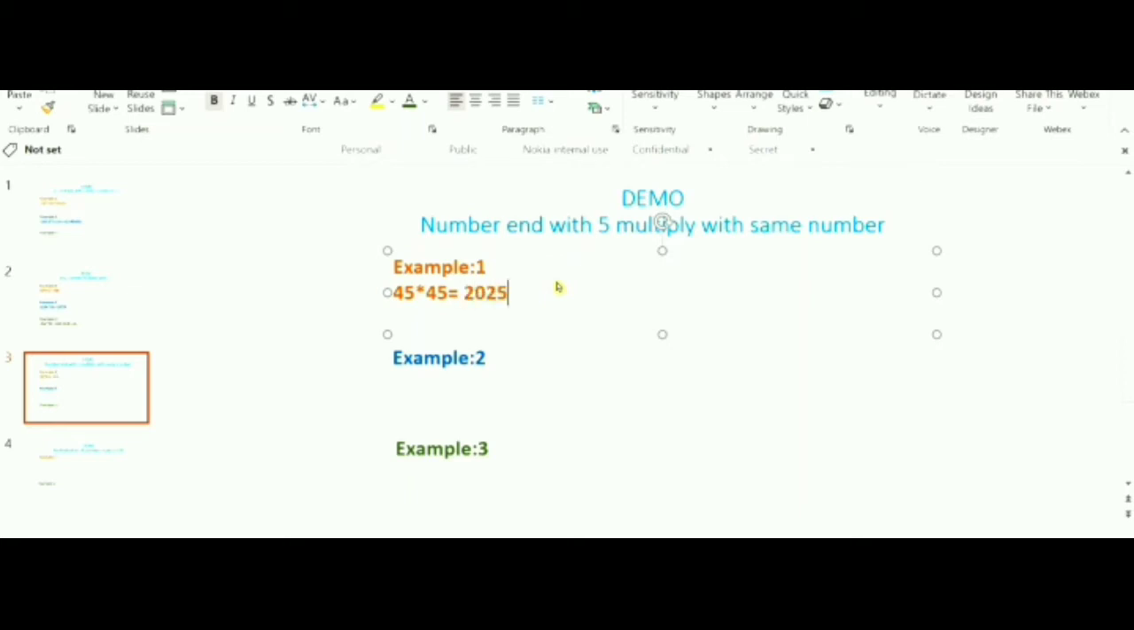2025. How did I do it? Because the first digit is 4. Always in this case, if the number ends with 5 and we are multiplying with the same number, first we take the first digit, 4, and the number after it, which is 5. Then we multiply them. Maybe I can write it down so it will be easy.